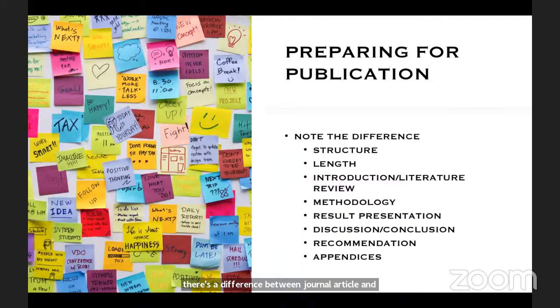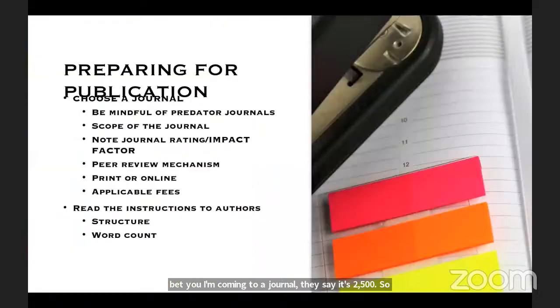You can't just carry your dissertation and give it to a journal to publish. No, you must know there's a difference in structure, in length, in the introduction, the way you are supposed to write your methodology, results, everything. They are all different. Your dissertation word count is oftentimes like 20,000, 30,000. But coming to a journal, they say it's 2,500, some 1,500, some 3,000. So you see, there's a whole lot of difference. You really have to summarize a lot of things.